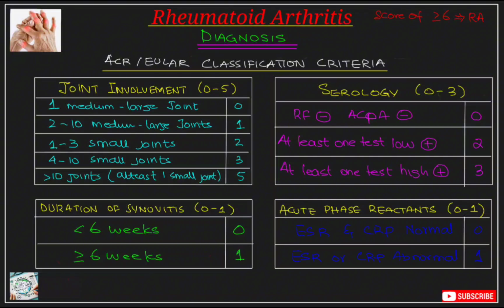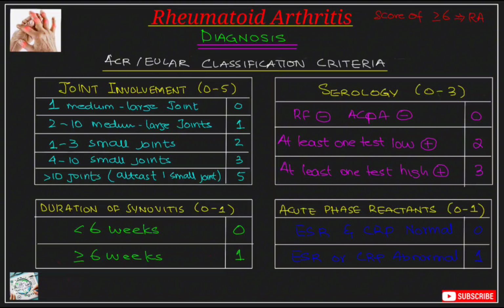The 2010 ACR-EULAR classification criteria allow us to diagnose rheumatoid arthritis earlier, even before irreversible joint damage occurs. The key takeaway is that rheumatoid arthritis is not diagnosed by a single test. Instead, a combination of joint involvement, serology, inflammatory markers, and symptom duration is used to make the diagnosis.